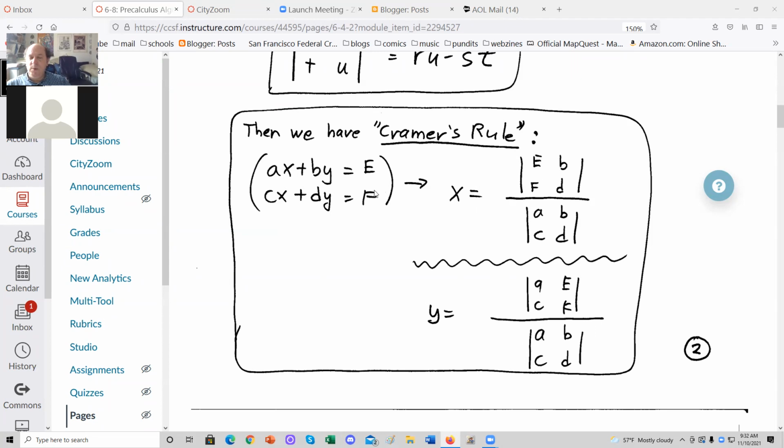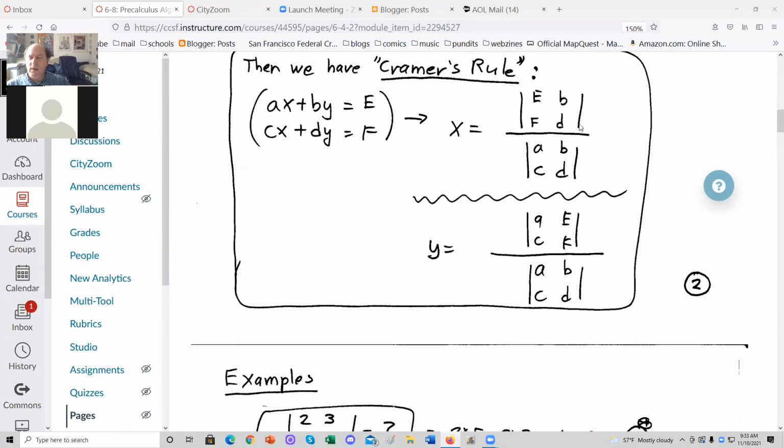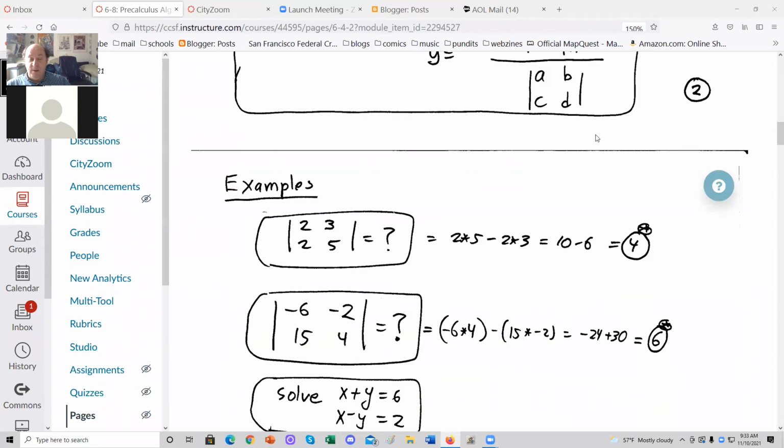For x, the first variable, we'll put e, f in the first column: e, b, f, d. For y, the second variable, we'll put e, f in the second column: a, e, c, f. So that's it. For example, here we do some examples.